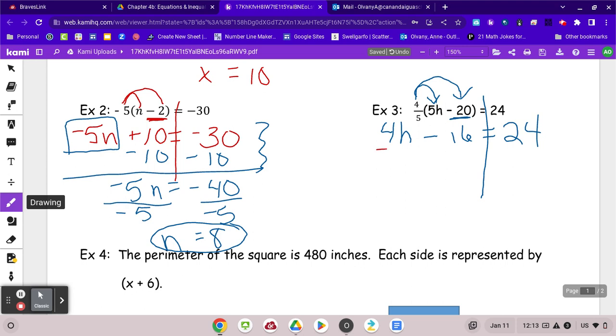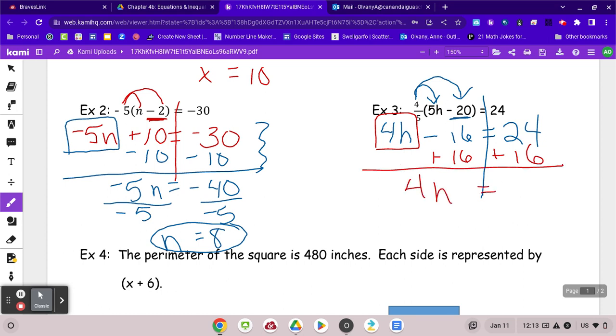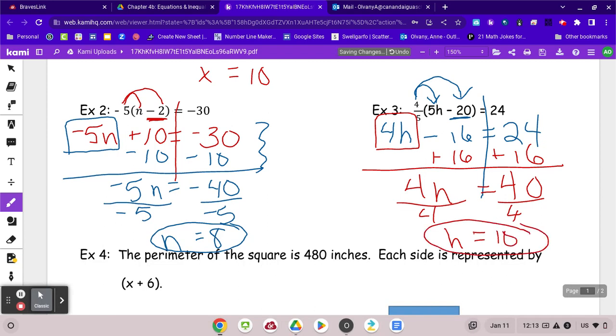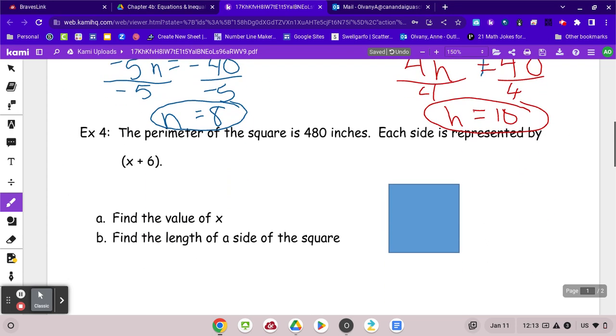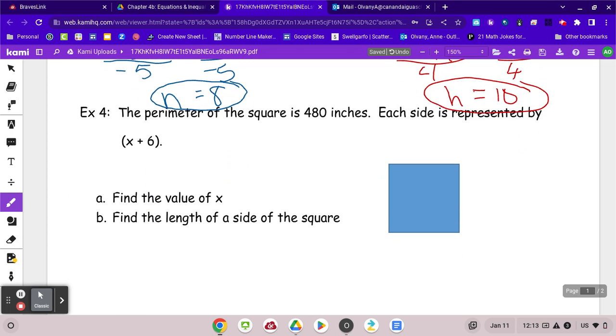Once we get to our two-step, I like to put a box around the variable so I can do the inverse of what's left. 4h equals 40. And when I divide by 4, I end up with h equals 10. You can always pause and scroll back and listen to it again if it didn't make much sense to you. That's the beauty of a recording.